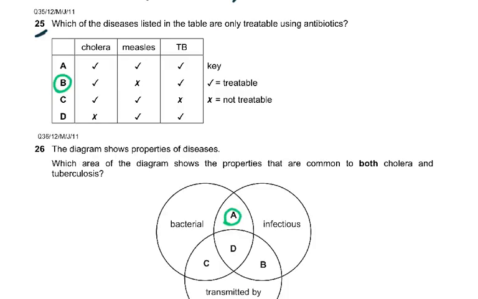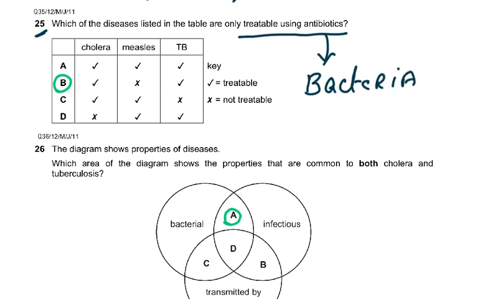Question 25. Which of the diseases listed in the table are only treatable using antibiotics? Antibiotics are only given in bacterial diseases. Now, if you know this chapter, only then you can do this. TB is a bacterial disease and cholera is a bacterial disease. Measles is a viral disease. That's why this was correct and this was correct. So the answer is B.